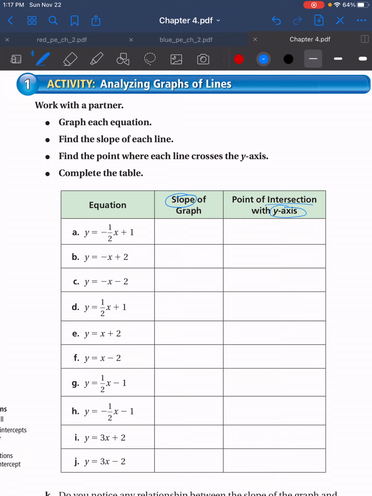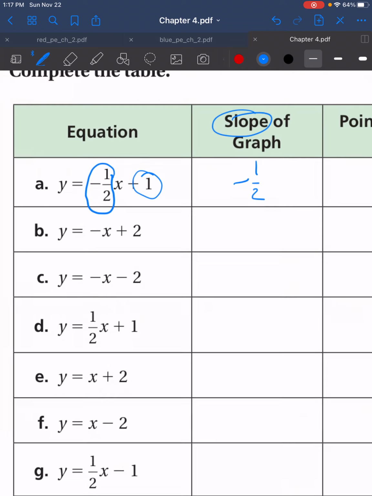Okay? So remember, we have y equals mx plus b. M is the slope, b is the y-intercept. So looking at A, I can tell that 1, positive 1, is my point of intersection with the y-axis, so I'm going to say 1. And then my slope, keep that negative sign with it, is negative 1/2. Okay, so let's keep going.